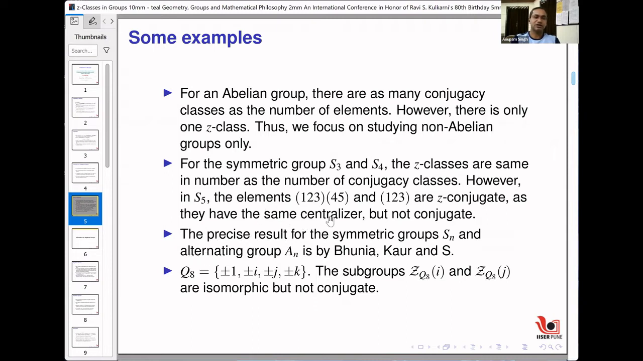If I look at another easy example, Q8, the elements plus minus 1 are central. But if I look at the elements i, j, k, the centralizer of i is the subgroup generated by the element, of order 4: plus minus i and plus minus 1. And if I similarly look at the centralizer of j, it's going to be plus minus j, plus minus 1. And these are abstractly isomorphic, but they're not conjugate within the group Q8. So this is an example to keep in mind that for the notion of Z-class or G-class that we are defining here, we are looking at whether the centralizers are conjugate within the group. Otherwise, it will be a slightly different problem.